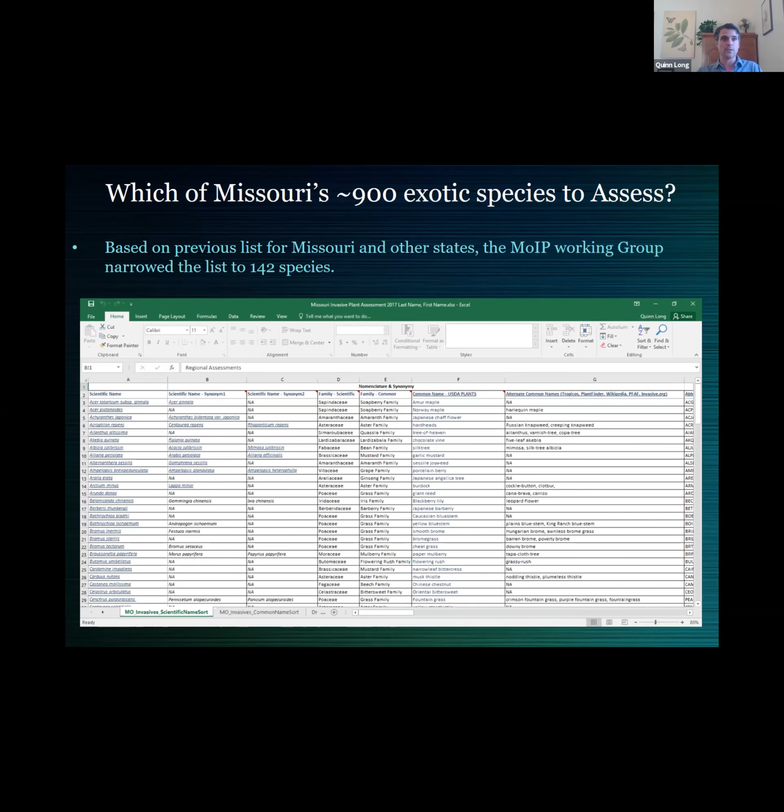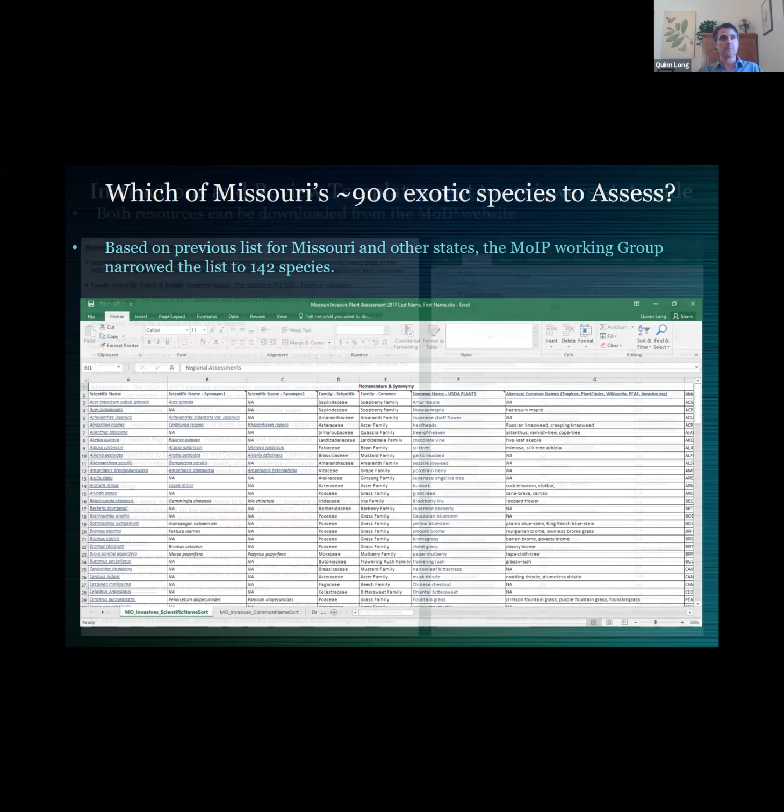We looked to neighboring states and regional Midwestern lists, other species that have been assessed and are known to be invasive in our broader region. Succinctly to explain that, if a species is known to be invasive in southern Indiana or western Kentucky, areas that are ecologically very similar to where we're located, then there's every reason to believe that they're going to behave the same way in the same climatic and geographic context we have here in Missouri.